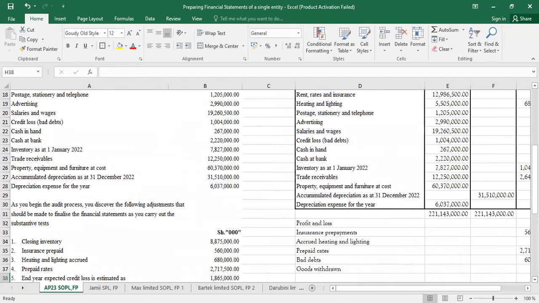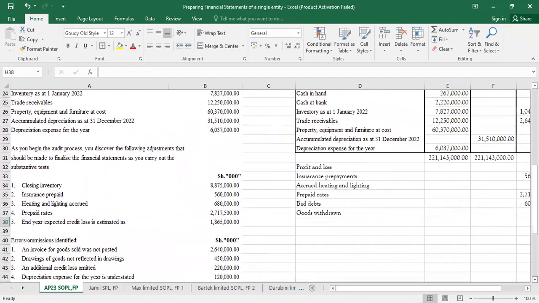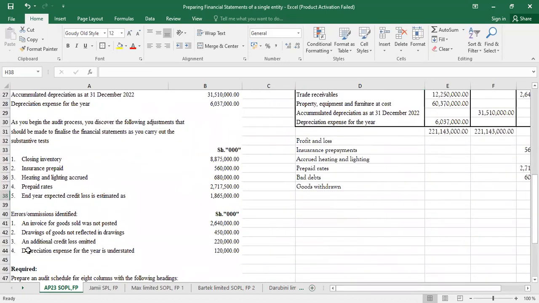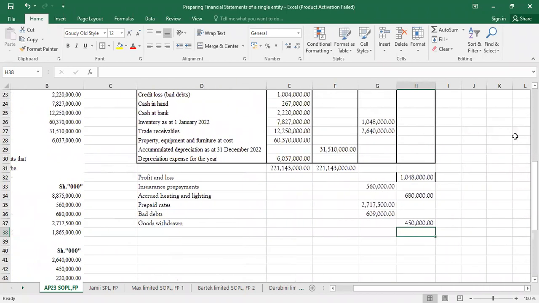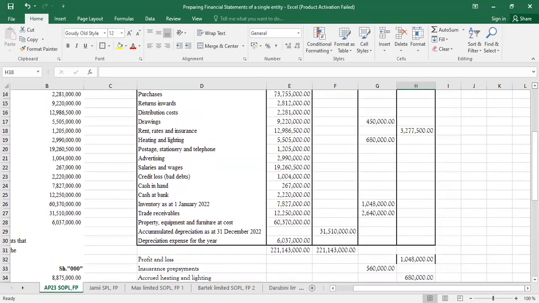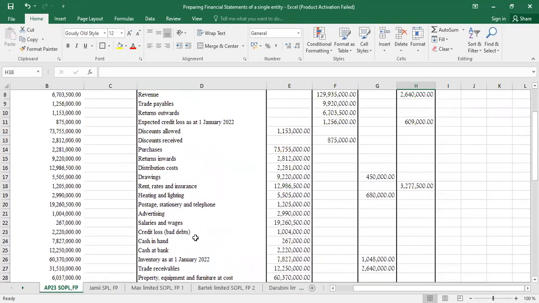So we'll continue again now. An additional credit loss of 220 was omitted. So this is where a little bit of a trick comes in. Remember our credit loss, where is it?